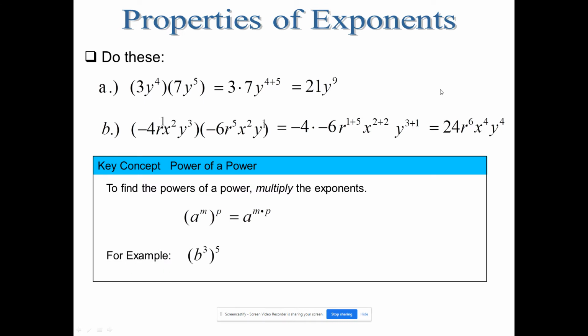So as an example, let's say we have a base of b to the third power, and then that's being raised to the fifth power. Okay, if you were to expand this out, you would have 3 b's, 5 times. Imagine that. So 3 b's, but 5 times. That means you would have 15 of them. So that's the reason why we end up multiplying here and not add.